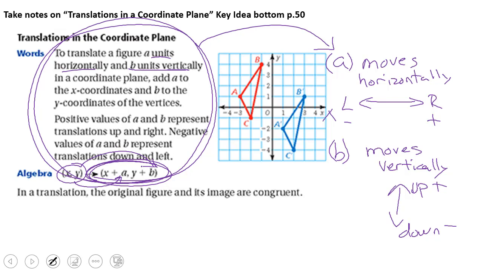So let's go ahead and pause the video, write all that down. Oh, wait, my bad. One thing you really need to know: a translation creates an image that is congruent to the original figure. So the image better be congruent to the original figure, or you did not translate correctly. Now you can pause, write all that down, and get busy with our next example.